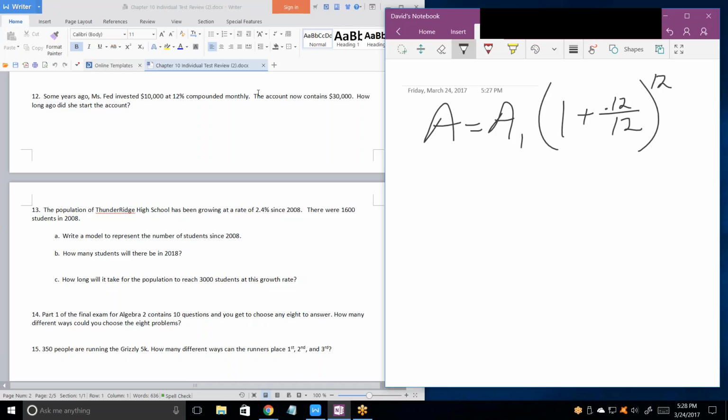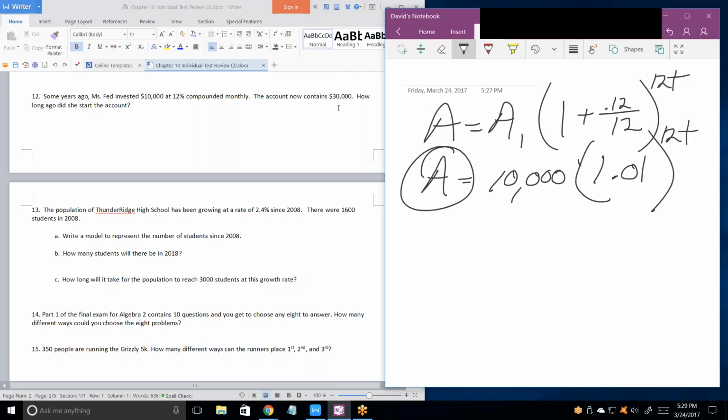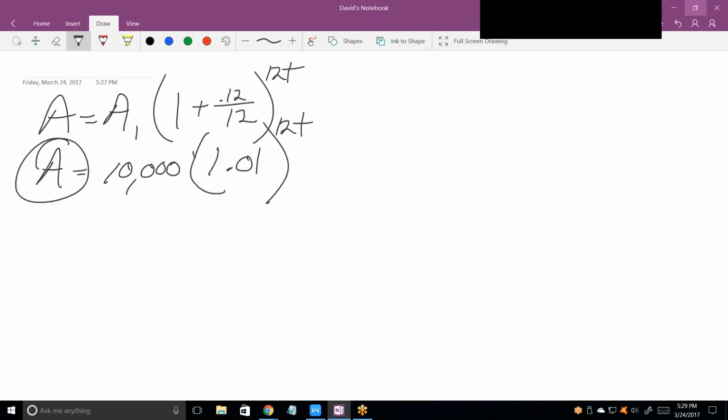Okay, good. Now, that's the general formula. Well, that would actually have been R. But the specific formula is 10 thousandths, the initial amount. This ends up being 1.01 to the 12t. And they said the account now contains 30,000. So that's what now means, is whatever A is. Okay? So how long ago did she start the account? Well, the way I'm going to solve this is substitute 30,000 for A.